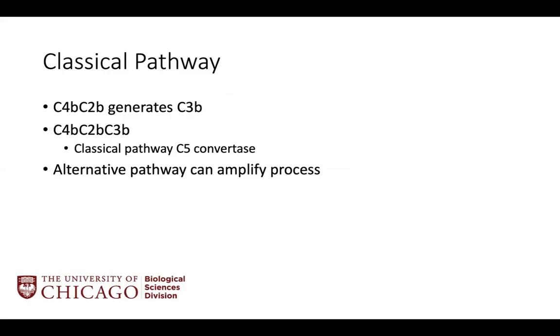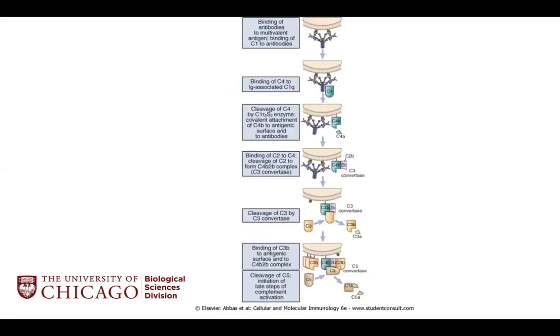Once you get C4b, C2b, it will generate C3b, C3 convertase, which will bind onto that complex already, and that makes the C5 convertase. The alternative pathway, that spontaneous cleavage of C3, can also amplify this process. But once you get that C3 convertase, you convert C3, more C3b, it binds, and you get a C5 convertase.